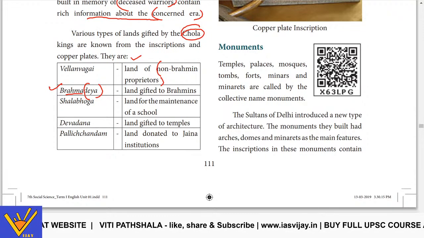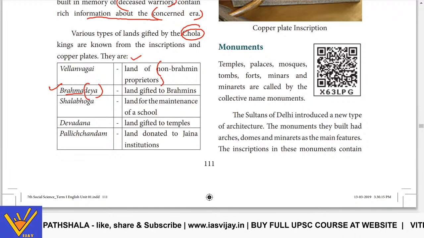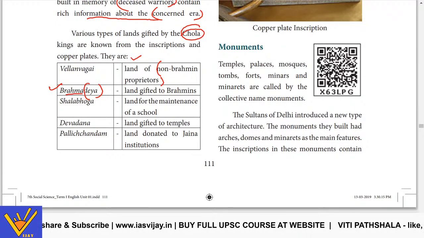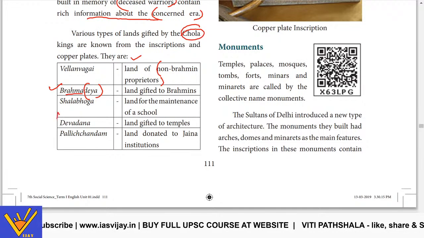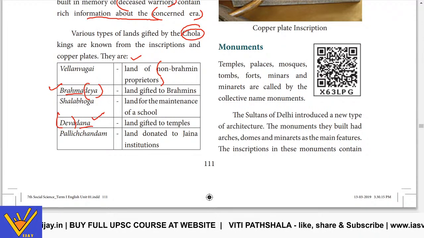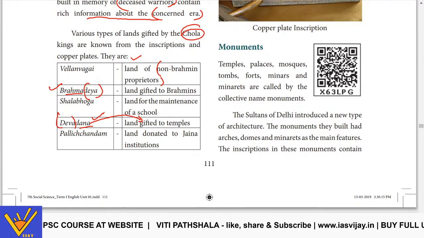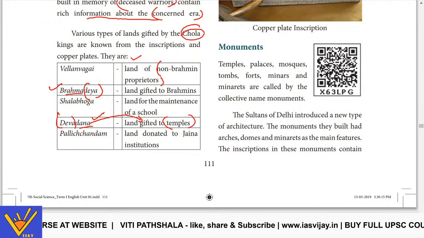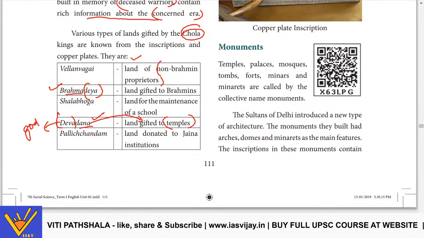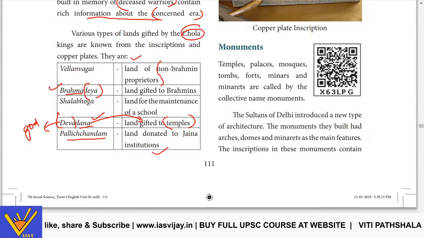Now land for the maintenance of a school was Shalabhoga, and land gifted to the temples was Devadana, meaning donated to God, donated to the Dev. Dana means gift, and Deva means God. Now Palli Chandam is the land donated to the Jaina institutions.